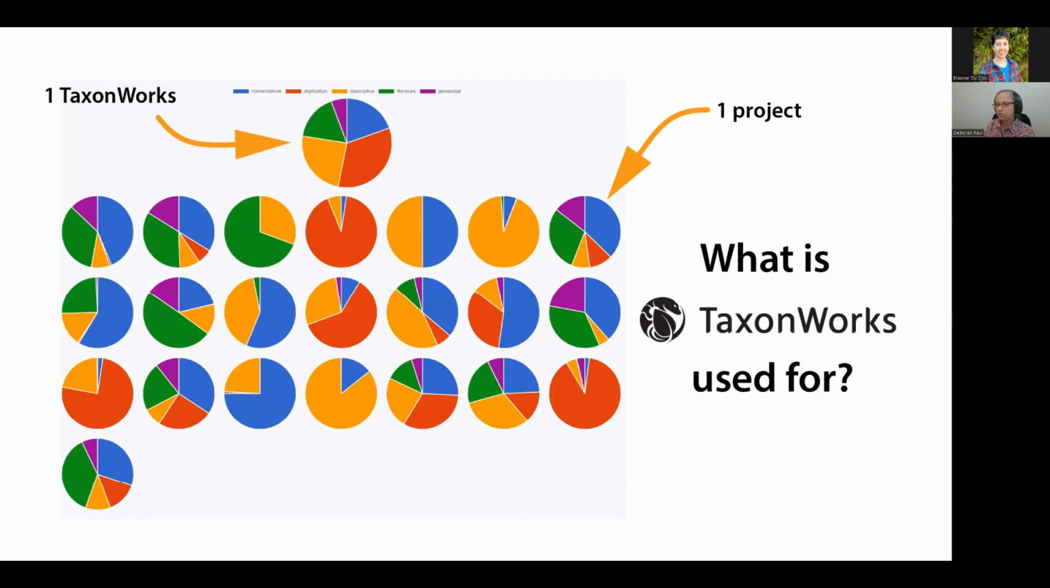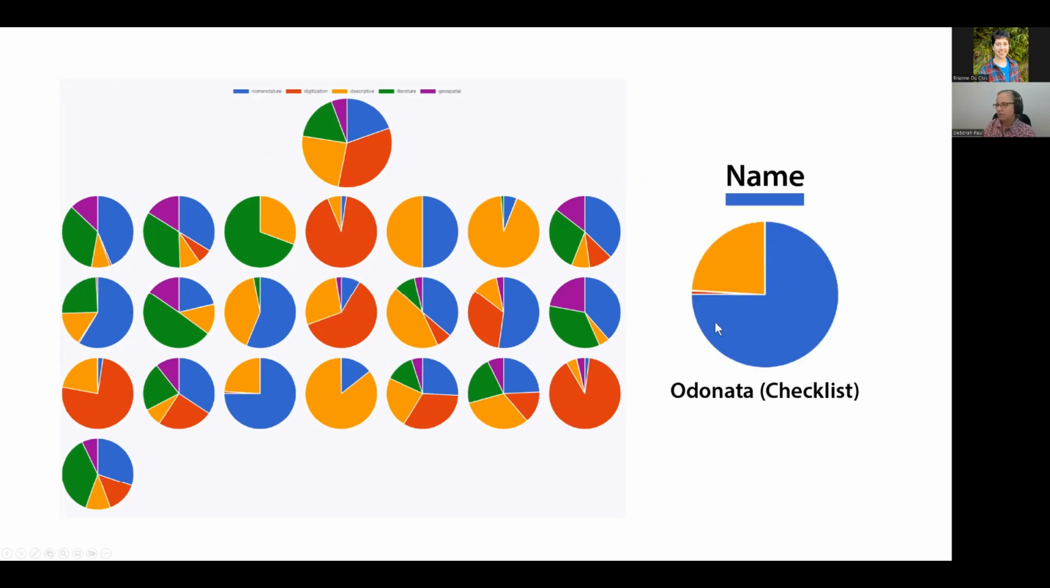Who's using TaxonWorks and what are they using it for? Cool graphic, right? But what does it mean? If you look carefully at the top, you'll see blue is nomenclature, red is digitization, descriptive work, so describing new species or redescribing, is orange, literature data is green, and geospatial data is purple. Each circle is a different project in TaxonWorks. Clearly this group is working on whatever is blue, right? And orange. Other projects are mostly red. An example would be the Odonate group.